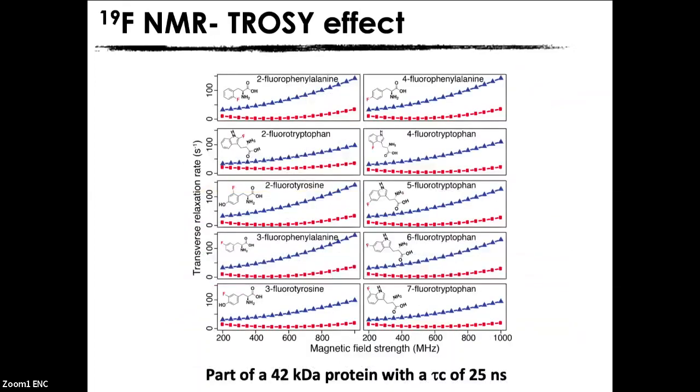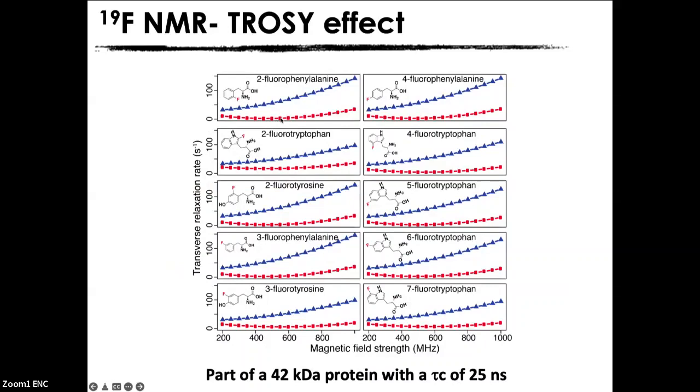So now this TROSY effect not only exists for tyrosine, it exists for pretty much every substitution that you can think about in aromatic amino acids, in phenylalanine, tryptophan, and tyrosine. So here I show you the relaxation rates of the TROSY component for different substitutions, with the decoupled relaxation rate in blue and the TROSY component in red. And you can see for some of them, it pretty much goes to 0.